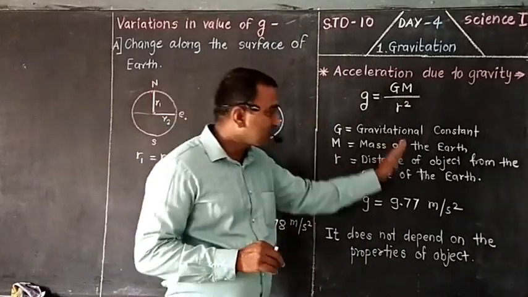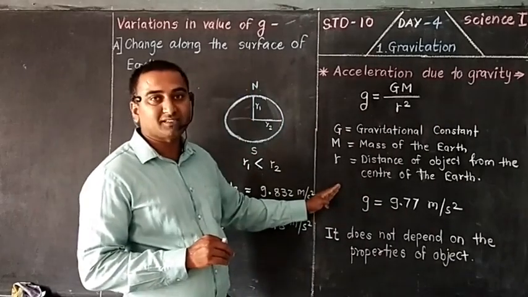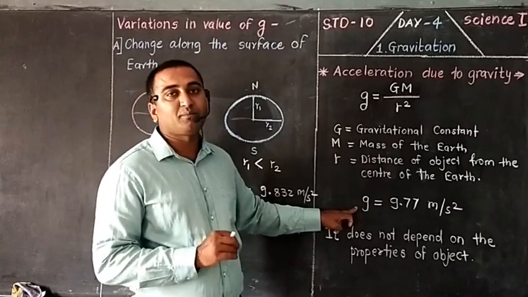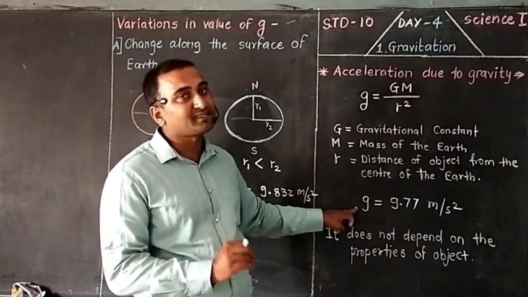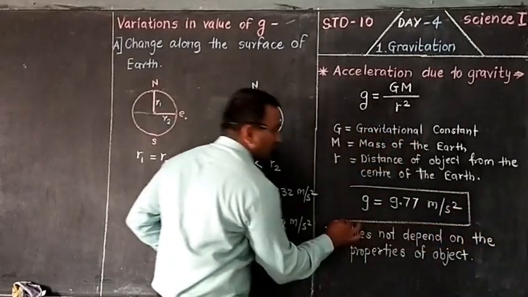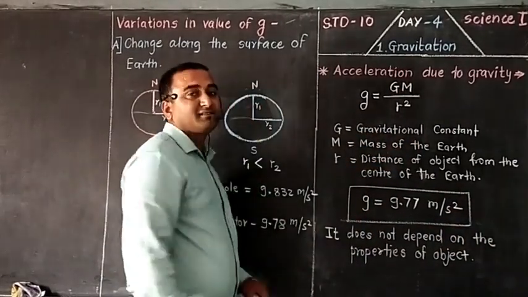While discussing within that video, we have discussed the value of g. g is equal to 9.77 meter per second square. That is the value we have discussed. Then again, one important part we have discussed.